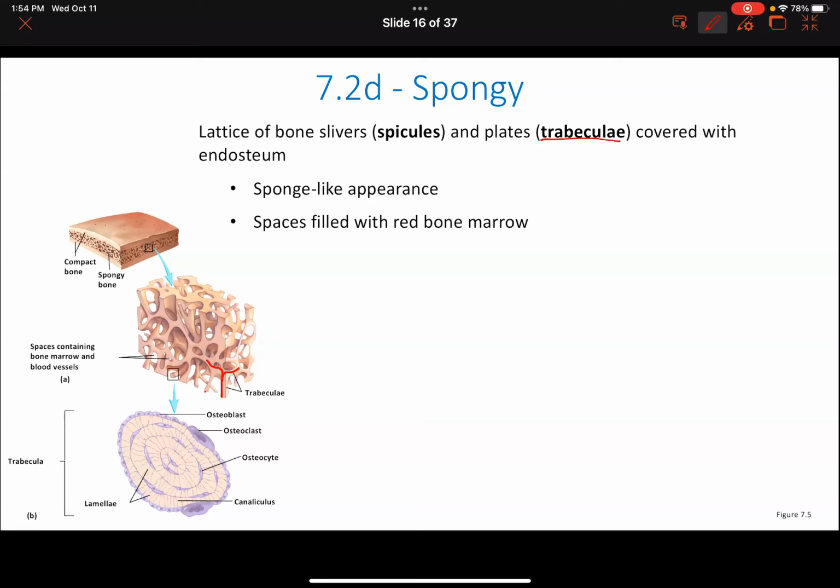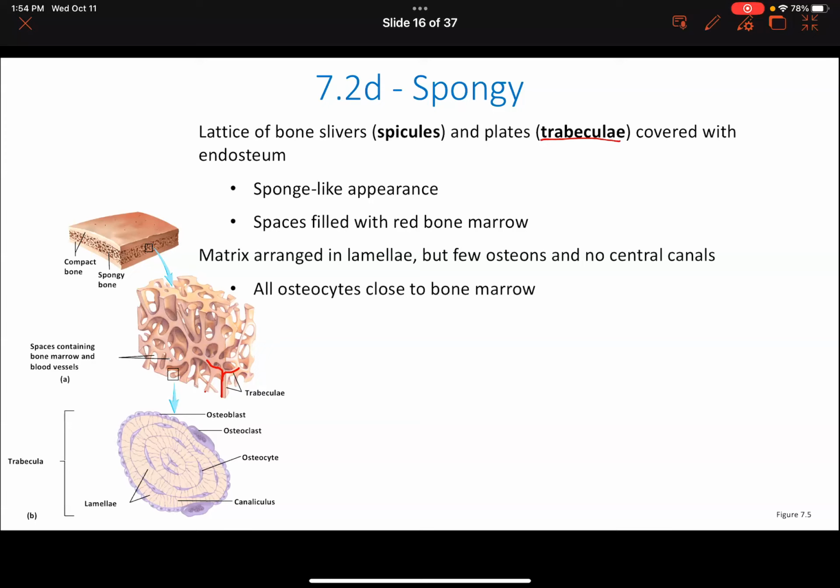That's what spongy bone is, and it gives it this sponge-like appearance, which is why it's called spongy bone, and the space in between is filled with bone marrow, usually red bone marrow. The matrix in the trabeculae are arranged in lamellae, just like you see in compact bone. So if you take a cross-section of the trabeculae or the plates and you look at it, you're going to get the lamellae, again, those concentric rings of matrix.